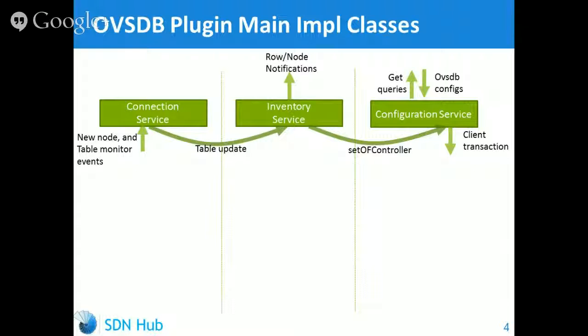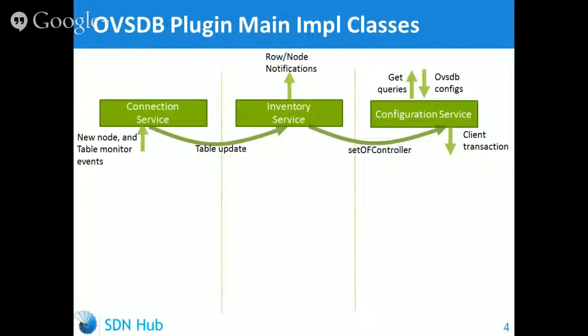The inventory service, whenever a change happens, sends notifications to all the listeners about a row or a node being updated. And it also calls the configuration service to set an OpenFlow controller if it's a new node addition. And the configuration service is really one of the biggest implementation classes inside this whole plugin. It is in charge of all the get queries with regards to getting any information from the database, and it also handles all the OVSDB configurations which are coming from higher level applications. And all of these are translated into client transactions, and it is sent down to the plugin, which will send it down to the switch.